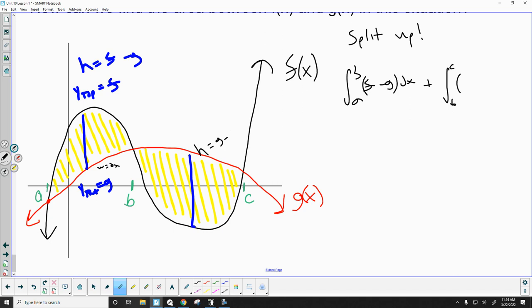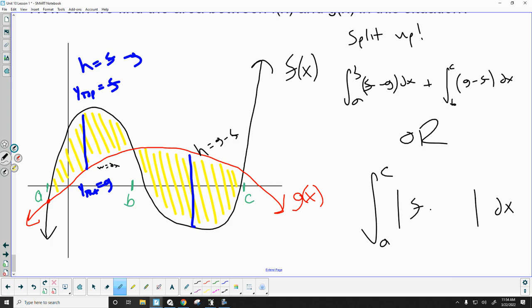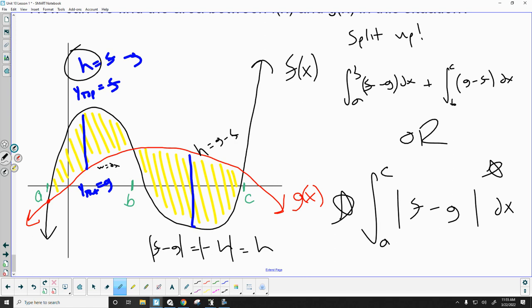The height is G minus F. G minus F. Great. Or I could do this with one integral from A to C. How? I could do this with one integral if you use an absolute value. F minus G, oh, that's a positive height. But over here, F minus G would be a negative height. But the absolute value would turn it into a positive height. So one integral, if you have a calculator and you can use the absolute value.